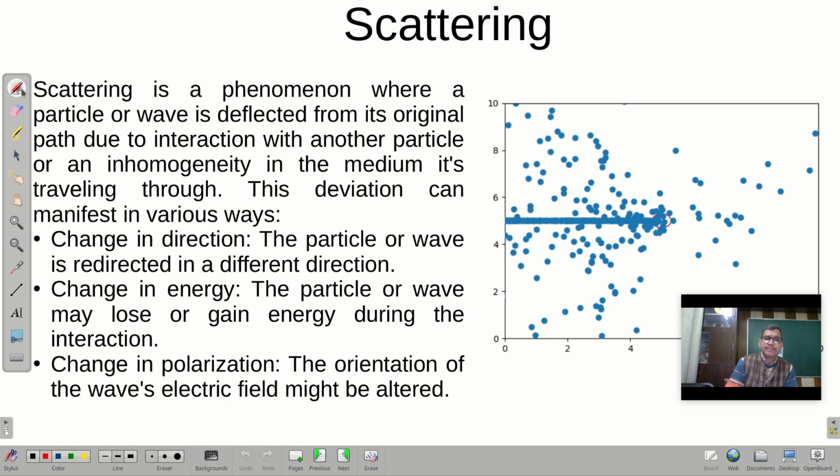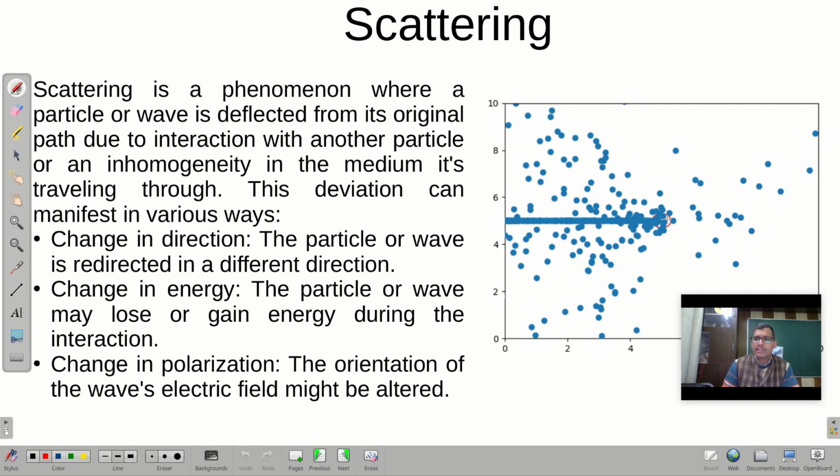What is scattering? Scattering is the phenomenon where a particle or a wave is deflected from its original path due to interaction with another particle or an inhomogeneity in the medium it is traveling through. This deviation can be manifested in various ways. Sometimes the direction will change, sometimes the energy will change, and sometimes there is a change in polarization, and so many other things.